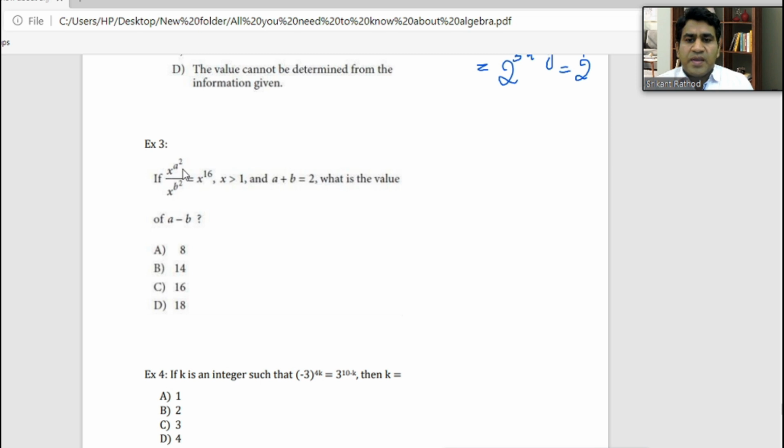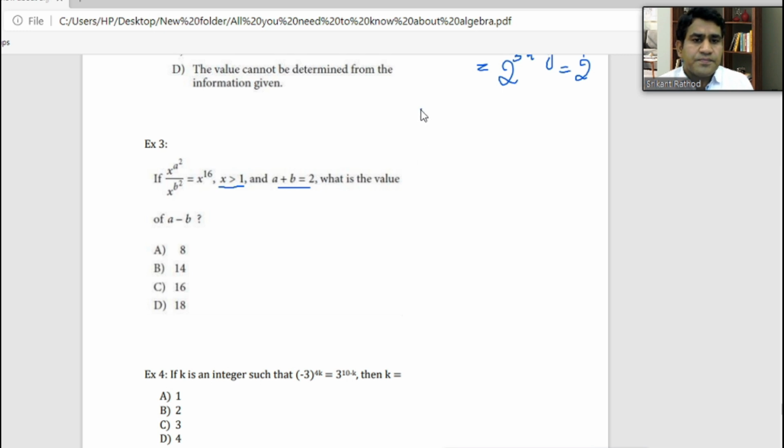x to the power a square divided by x to the power b square is equal to x to the power 16, where x is greater than 1. Now a plus b is 2, what is the value of a minus b? So this is a very good question. But before going to that, let me tell you a few concepts relating to this.